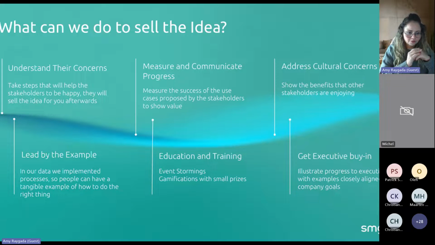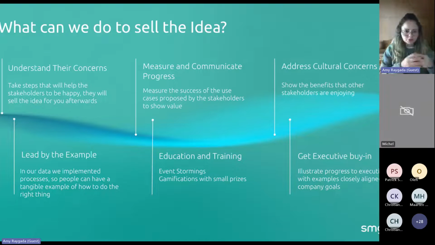Measure and communicate progress. Measuring the success of the use cases proposed by the stakeholders to show value is super important. So as I mentioned here, if you show them, look, right now you have this amount of metrics that match in all the systems, or the amount of bugs that you are opening, or problems that you're having is much less in percentage than the last quarter or the last year.